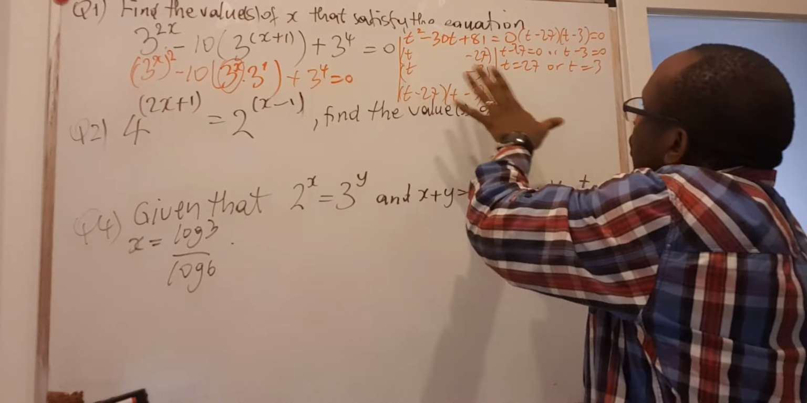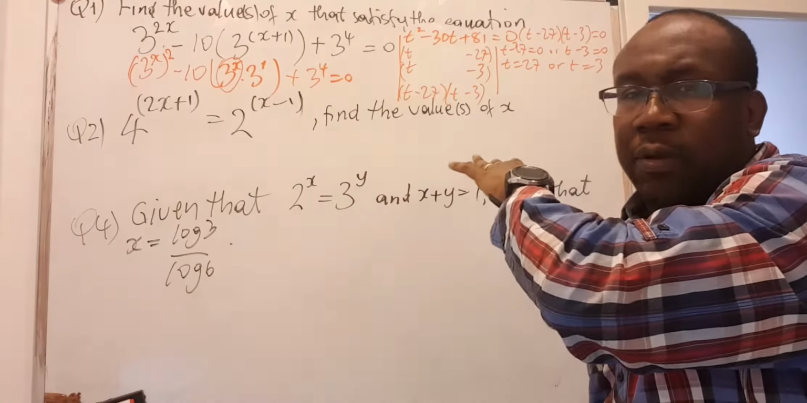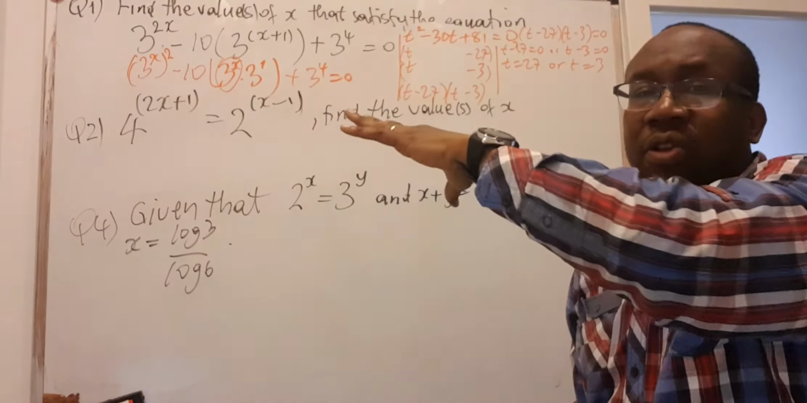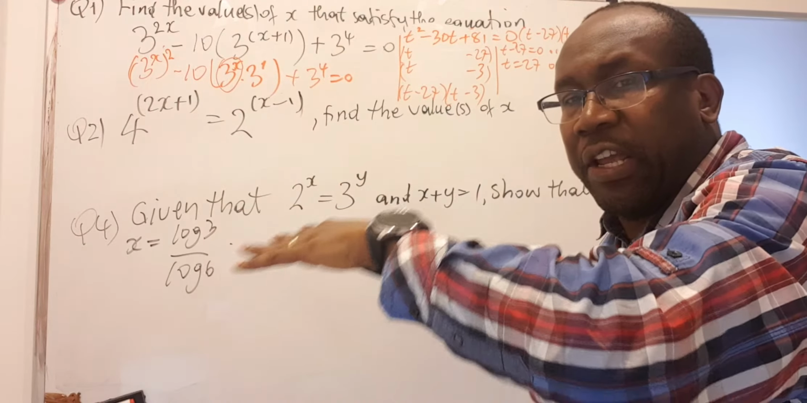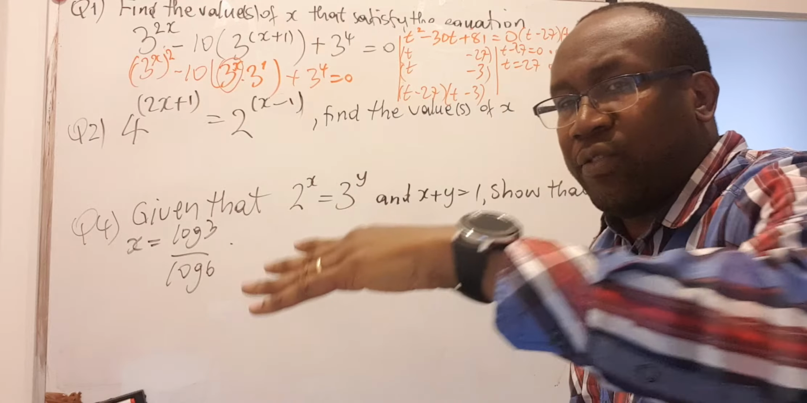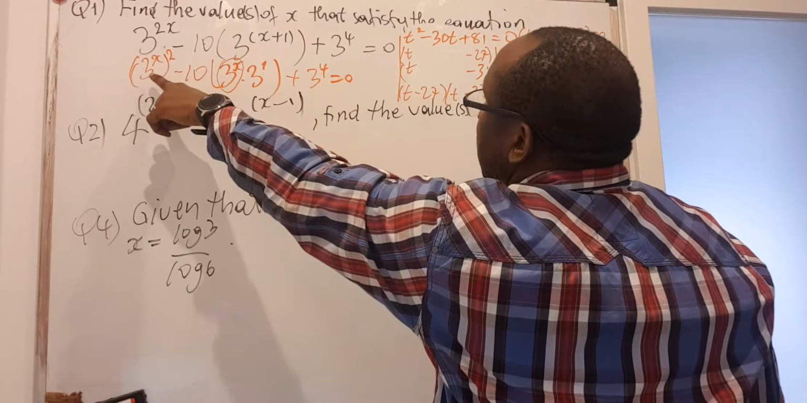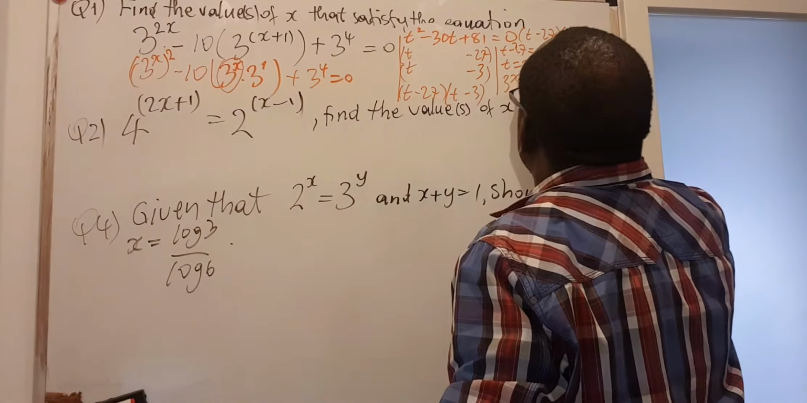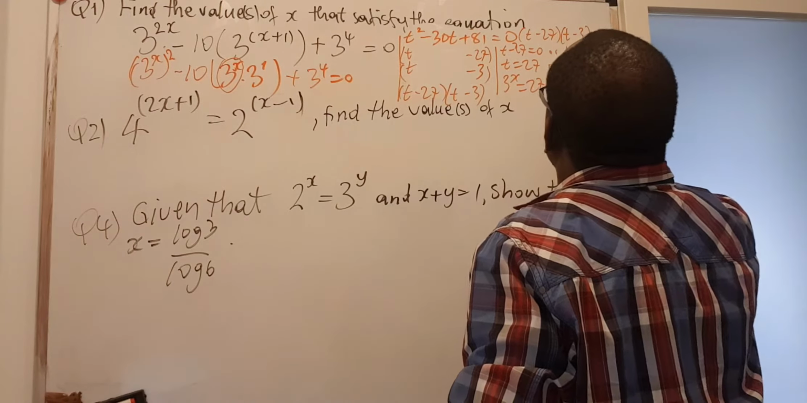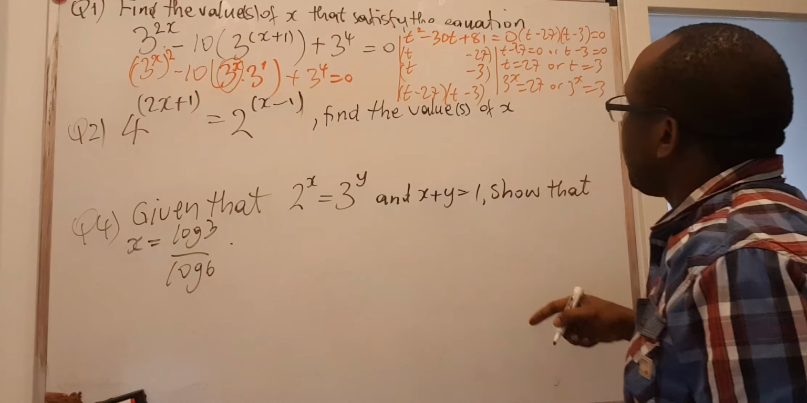But remember, it was just the idea of making it beautiful. That was not the question that we had to solve. We had put shampoo on the hair of our client in the salon. We have to wash it off. In that case, let's put back what was there. t was actually 3 to the power x. So 3 to the power x is equal to 27 or 3 to the power x is equal to 3.